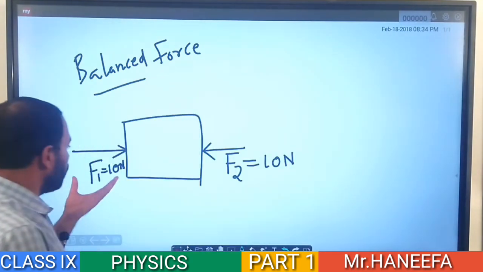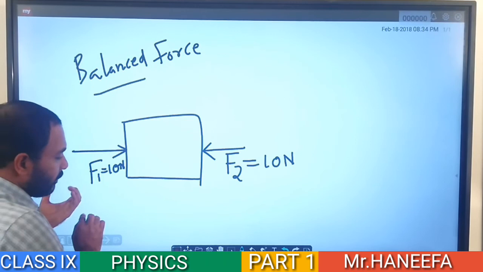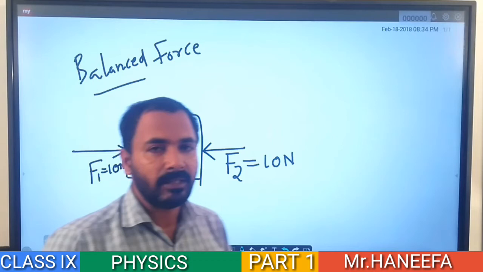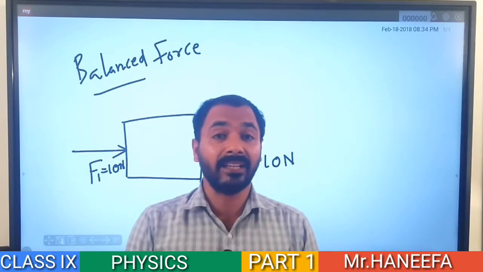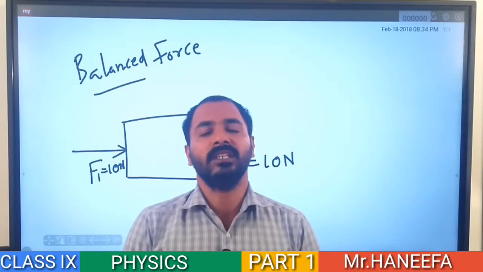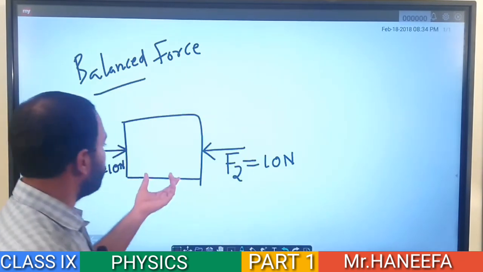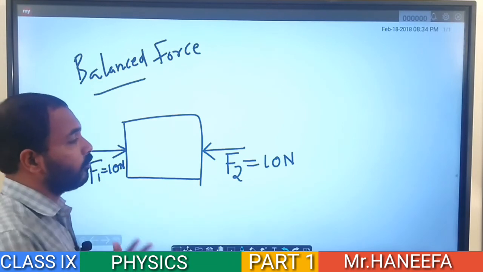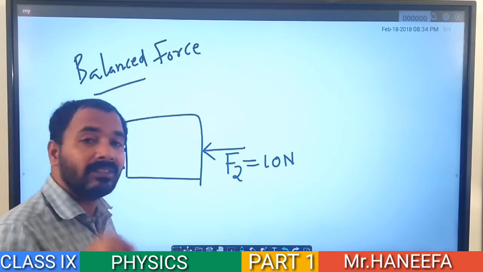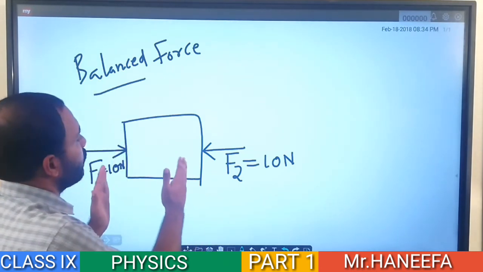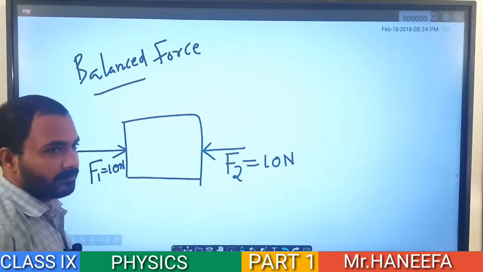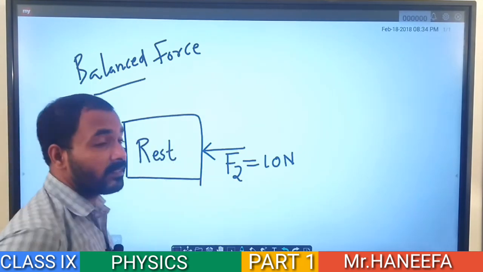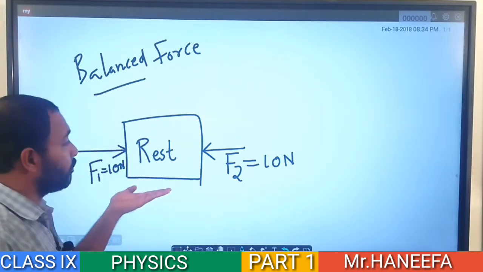First force F1 is this direction. F2 is in opposite direction. But two forces are equal in magnitude but opposite in direction. So this object is in rest. Why? Equal and opposite forces are applied on both sides. So this type of force is called balanced. Now this block is in rest. There is no motion to this block. Why?